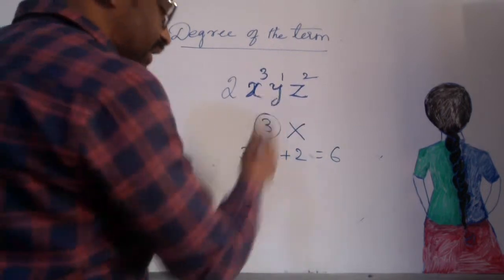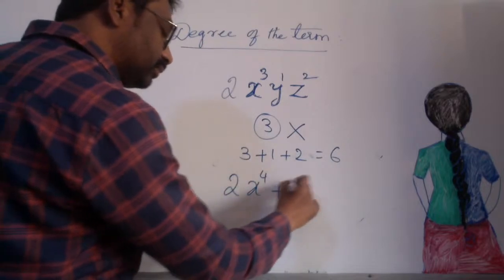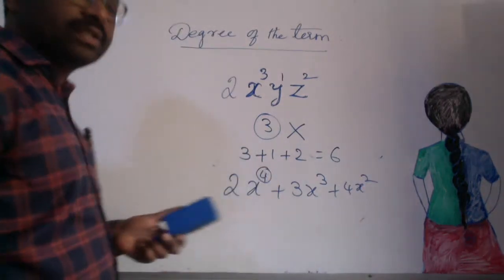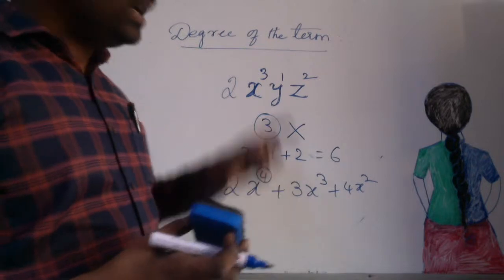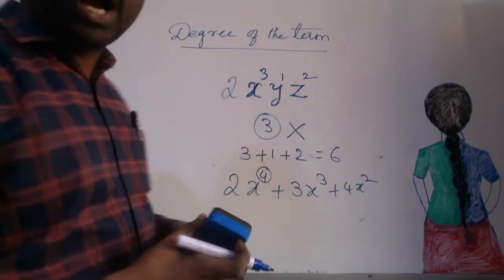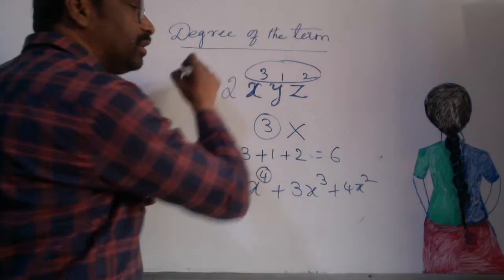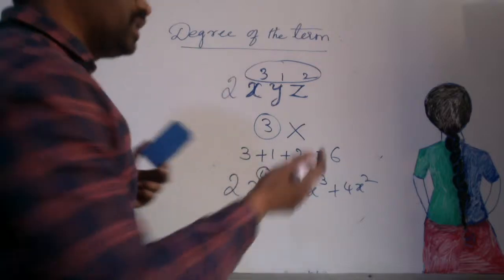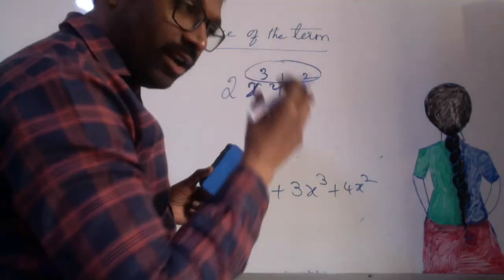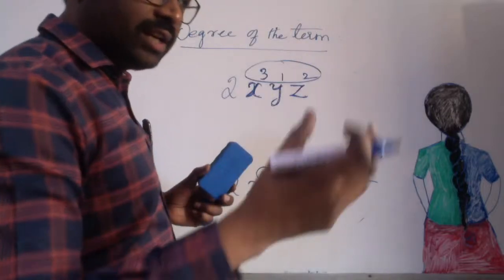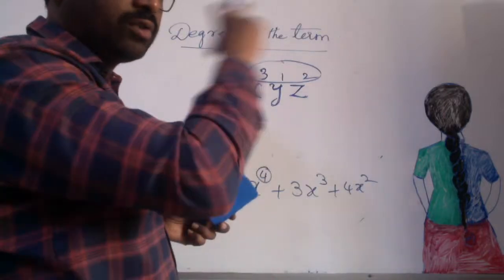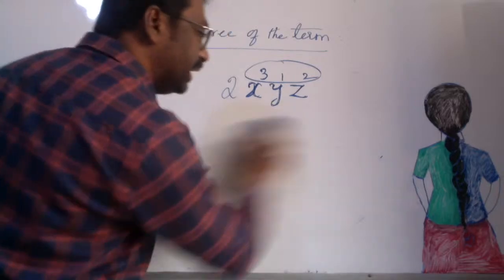Okay. Suppose an expression has only one variable. At that time, the highest power of the variable is called the degree. If an expression or equation has more than one variable, you have to take the sum of the powers of the variables. An expression contains one or more terms. So find the degree of every term and then check which is the highest degree. That value gives the degree of the total expression or total polynomial. So that is called the degree.